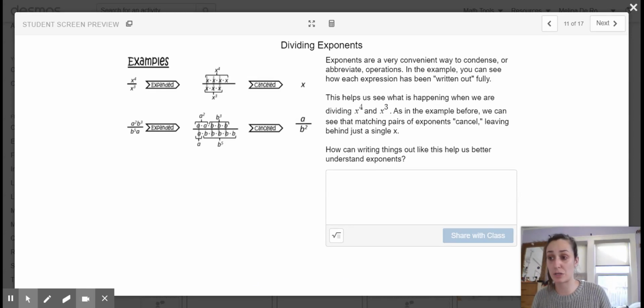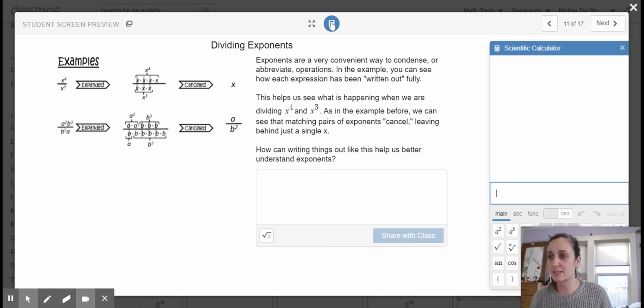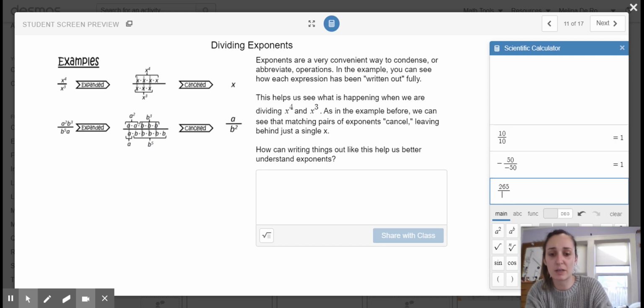All right, now we're going to look at the quotient property, which is when we're dividing exponential expressions. Before we do that, I want to go over a couple of things. What's 10 divided by 10? 1. What's negative 50 divided by negative 50? 1. What's 265 divided by 265? It's 1. Any number divided by itself is 1.